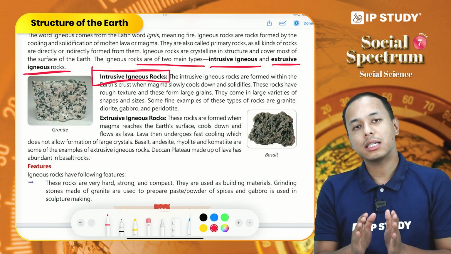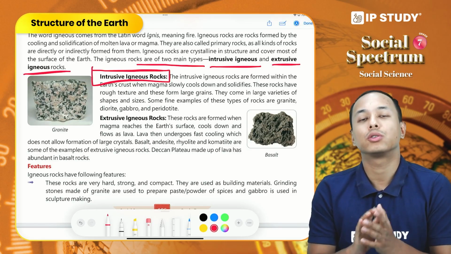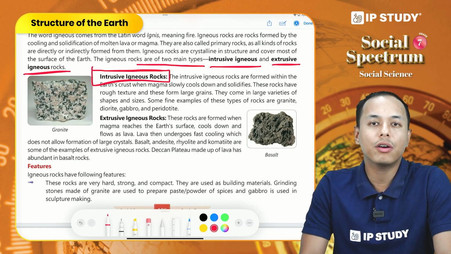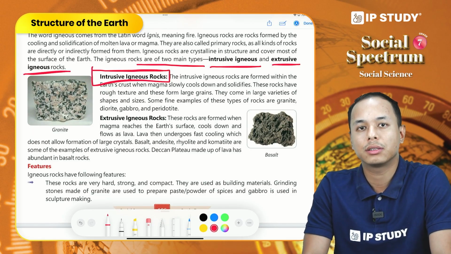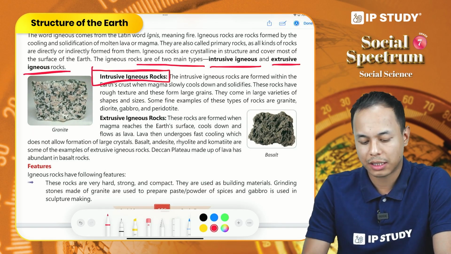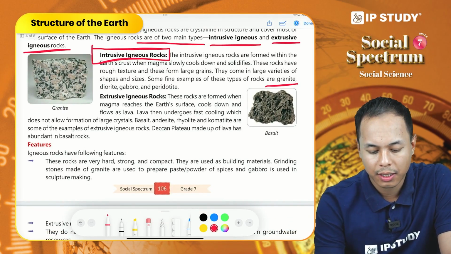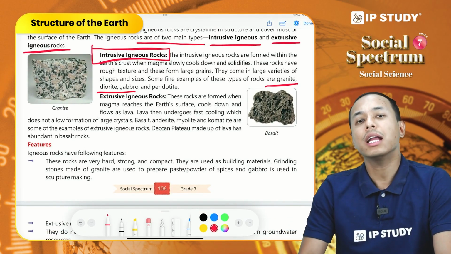As such, it cools down slowly, which leads to formation of large crystals or grain. So such rocks are called intrusive igneous rocks. For example, granite, diorite, gabbro, and so on.